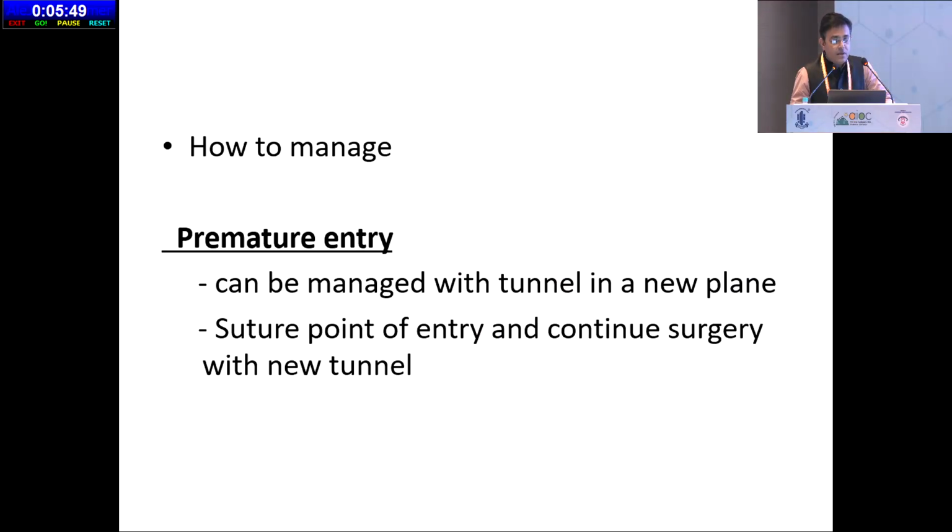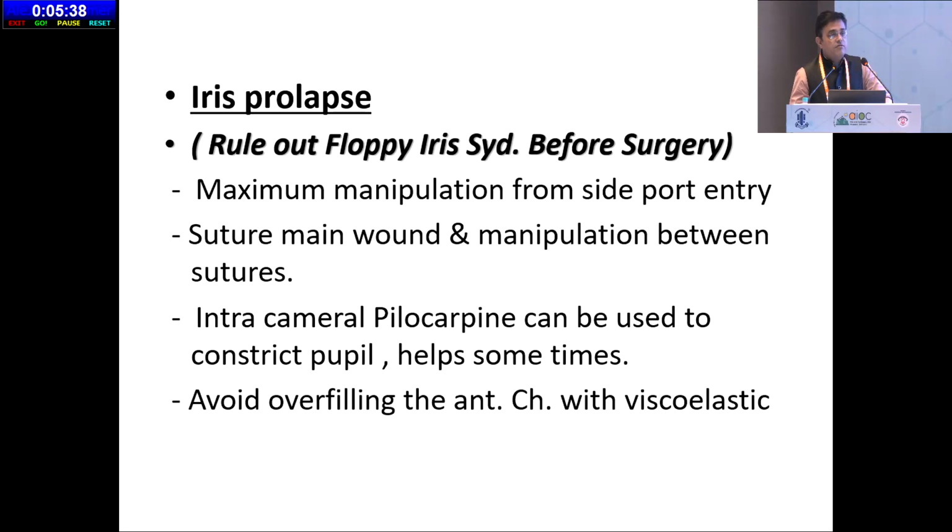And how to deal with it? If there is a premature entry, it can be managed with a tunnel in a new plane. You can go below that entry, or you can suture the point where the premature entry has happened and continue surgery with that. If there is a premature entry, it most often lands up in an iris prolapse. Or otherwise also you can land up in iris prolapse.